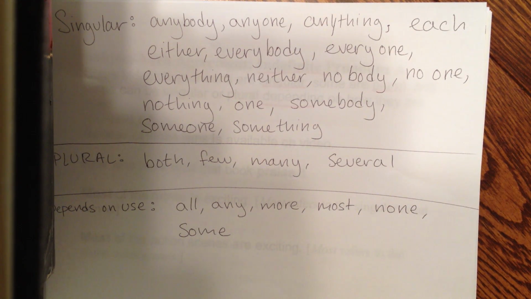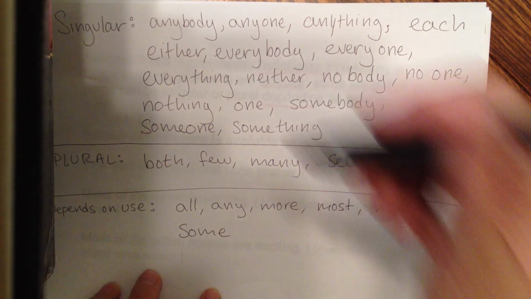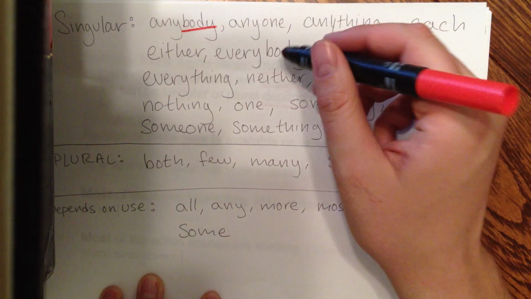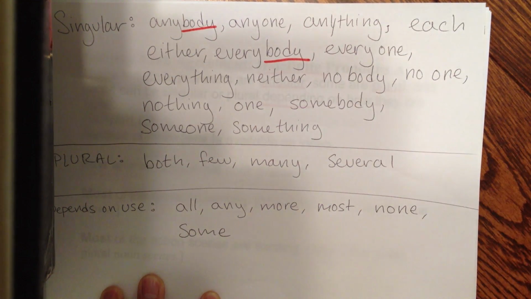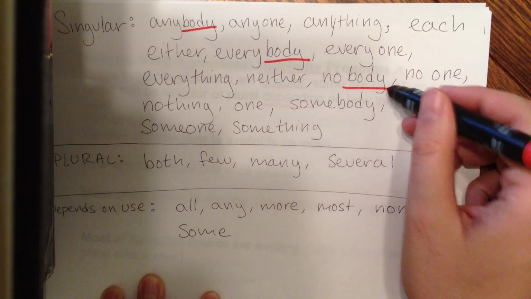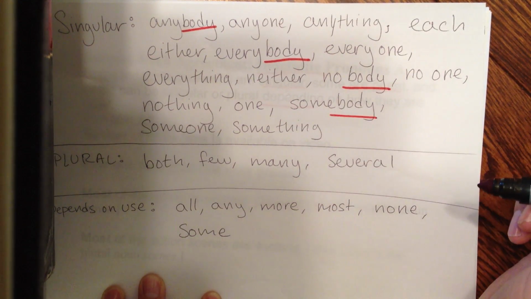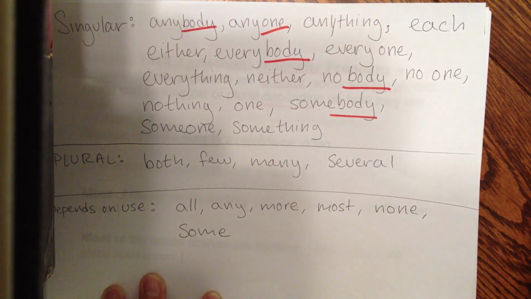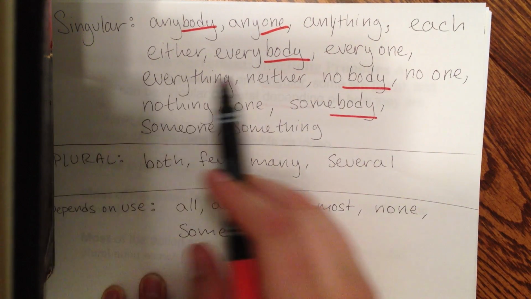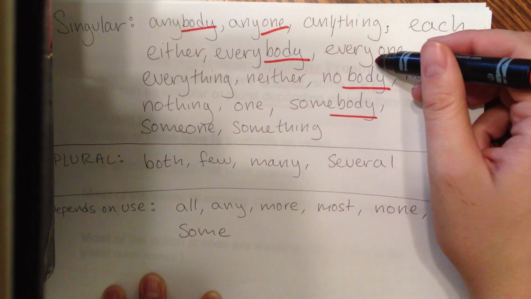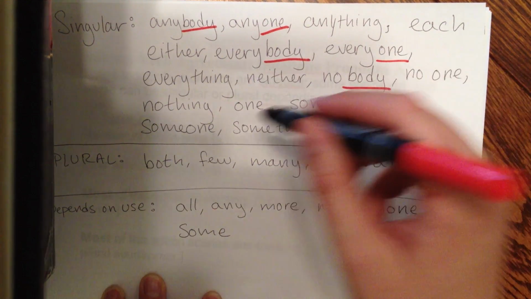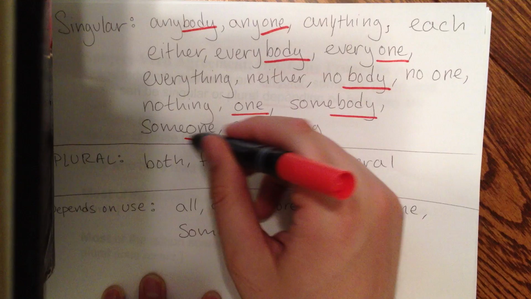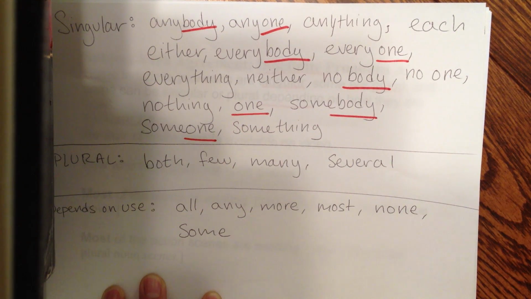So there are a couple features here that might help you memorize all of them though. If you'll notice, all of the pronouns with the word body, so anybody, everybody, nobody, and somebody, these are all singular. And also anything with one, and that makes sense because one is one and one is singular. So anything with one, so anyone, everyone, the word one, and someone. And then also anything that's thing, because one thing is singular.